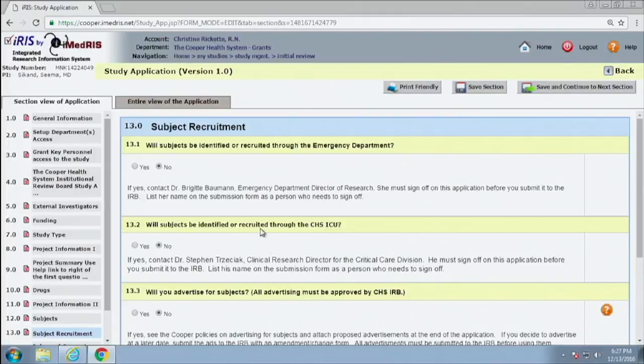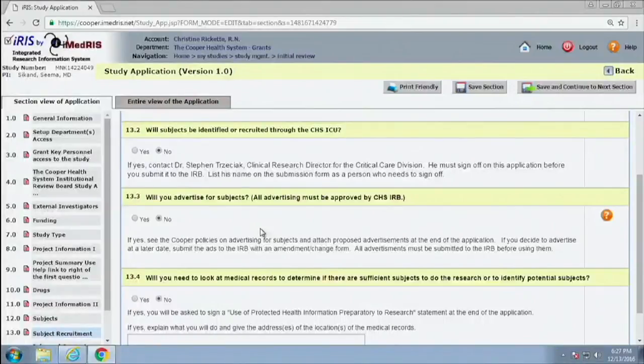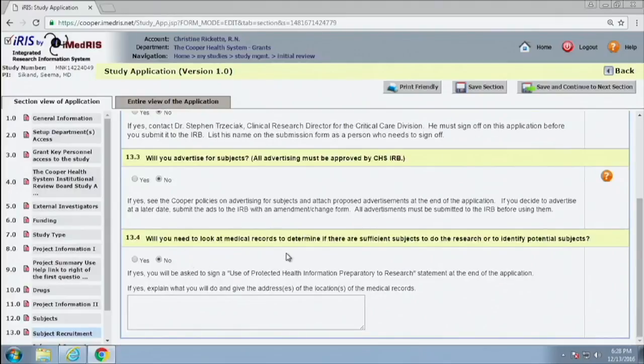And the ICU, then you'll click off for Treziak. Advertising has to go to Jill Lawler, I guess for creation. But if you already have it completed, you'd upload it here. This is letting them know to look for that attachment. And you need to look at medical records first to see if we have the potential subjects.